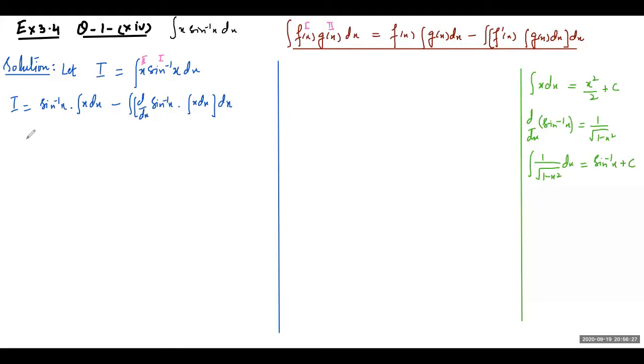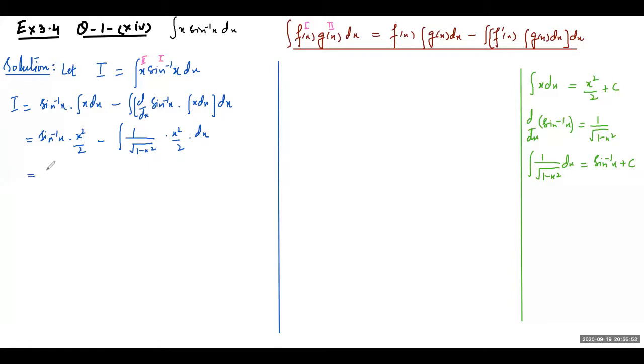Now let's see, this is equal to, writing both results from the sidebar, sine inverse x into x square by 2 minus integral of derivative of sine inverse x, which is 1 by square root of 1 minus x square, and integral of x dx, which is again x square by 2, and then we get this dx.